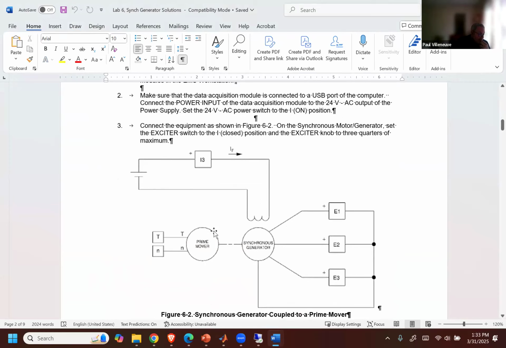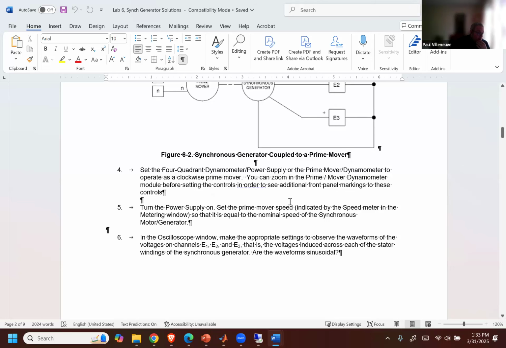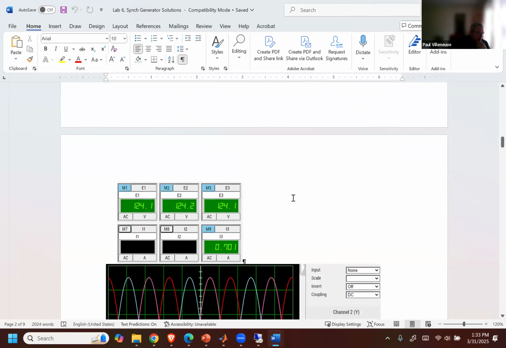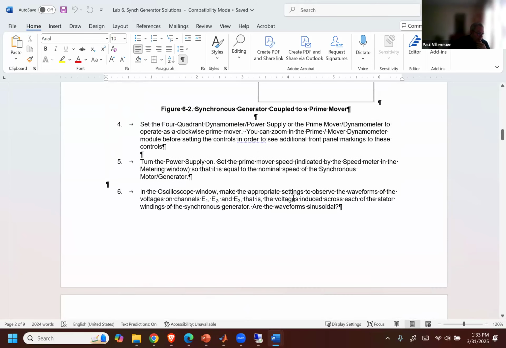This is our mechanical prime mover that's driving our synchronous generator, and you can see we've connected the load side, or the system side, if you will, in a neutral. So that is a neutral as specified. We've got the 4-quadrant dynamometer, turn the power on, and I will show you the end results. You're going to set the prime mover speed, as indicated by the speed meter, equal to the nominal speed of the synchronous motor generator.